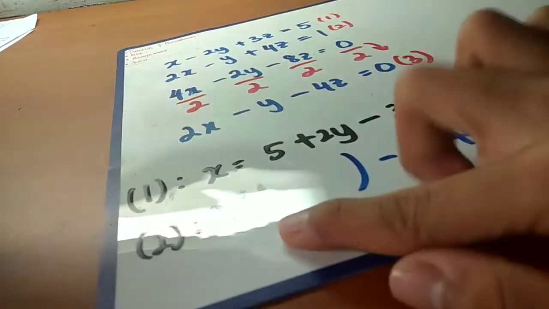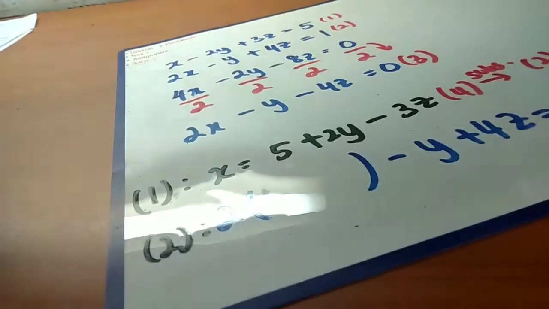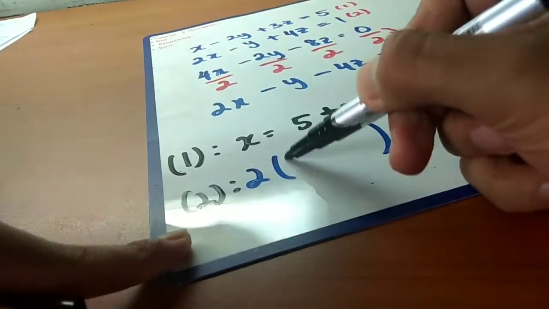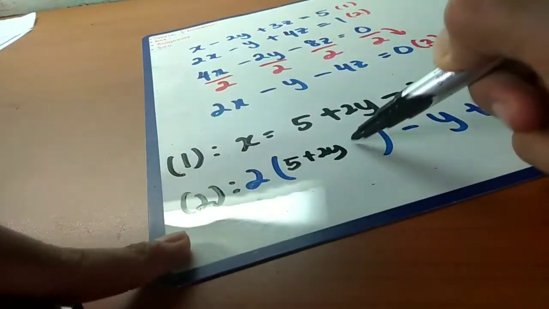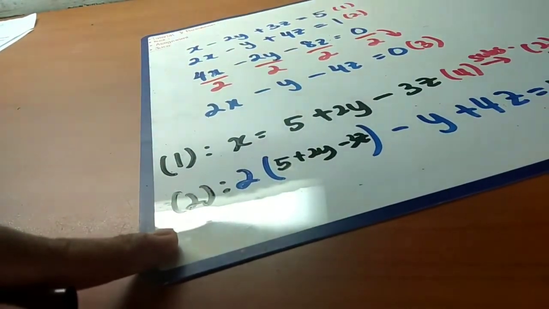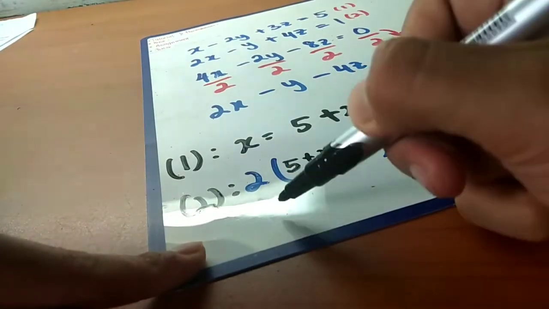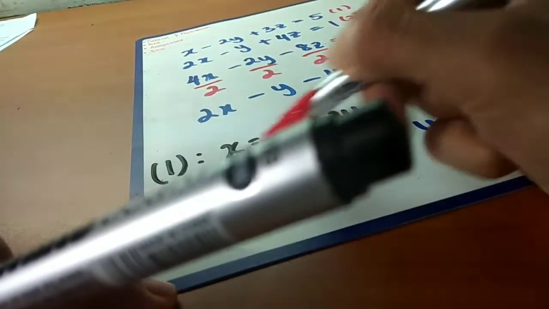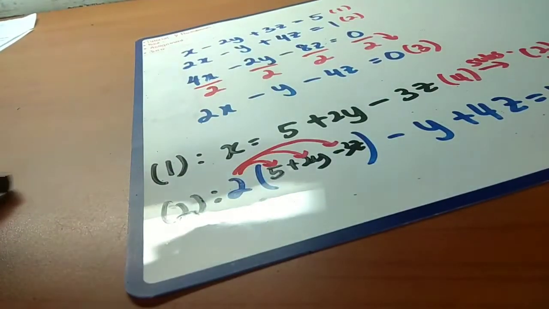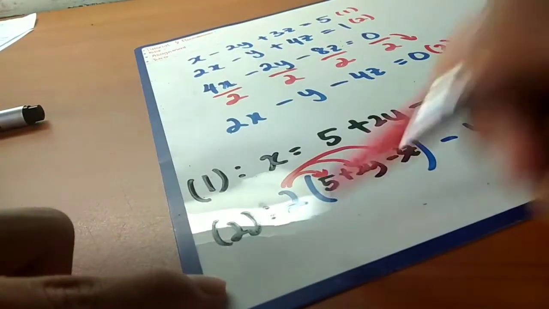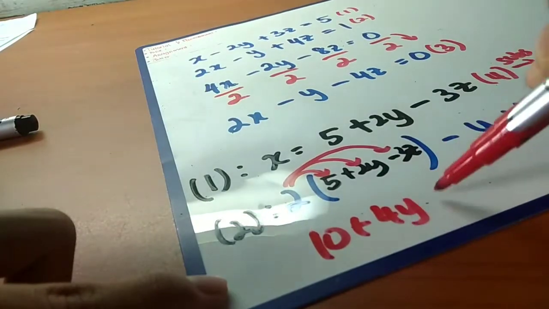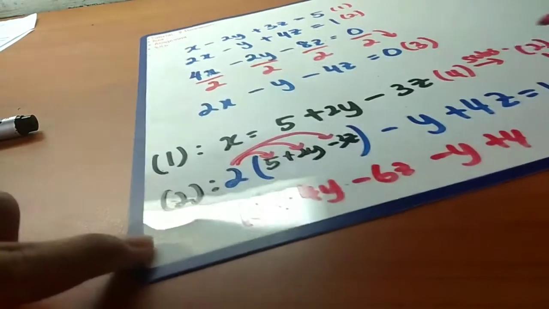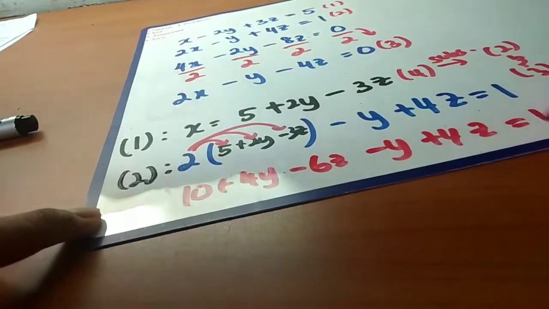So this is basically x to x. What I need to fill in is from equation 1, which is the x. But x is nothing but just 5 plus 2y minus 3z, isn't it? And then we expand the bracket. We get, and then you can further simplify, I think, 10 plus 4y minus 6z minus y plus 4z equals 1.